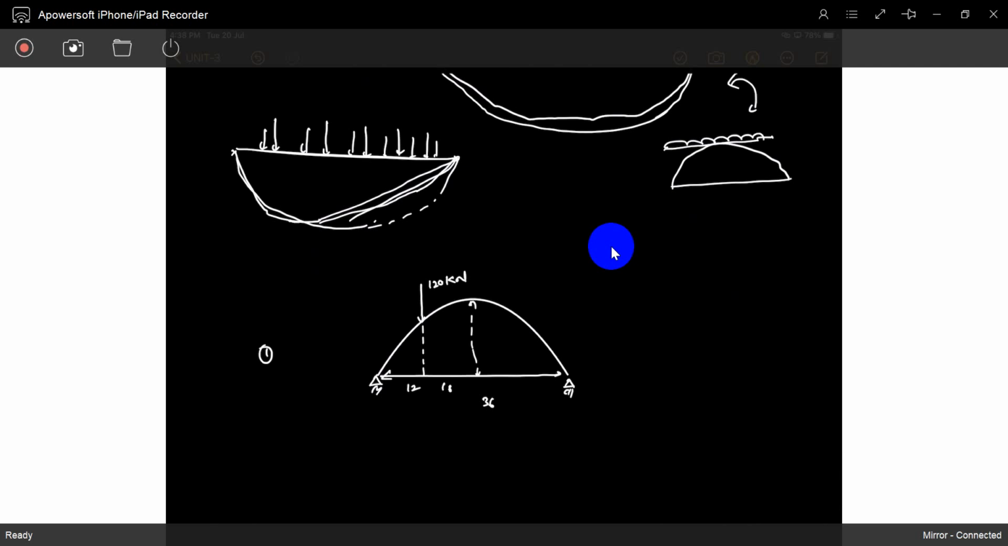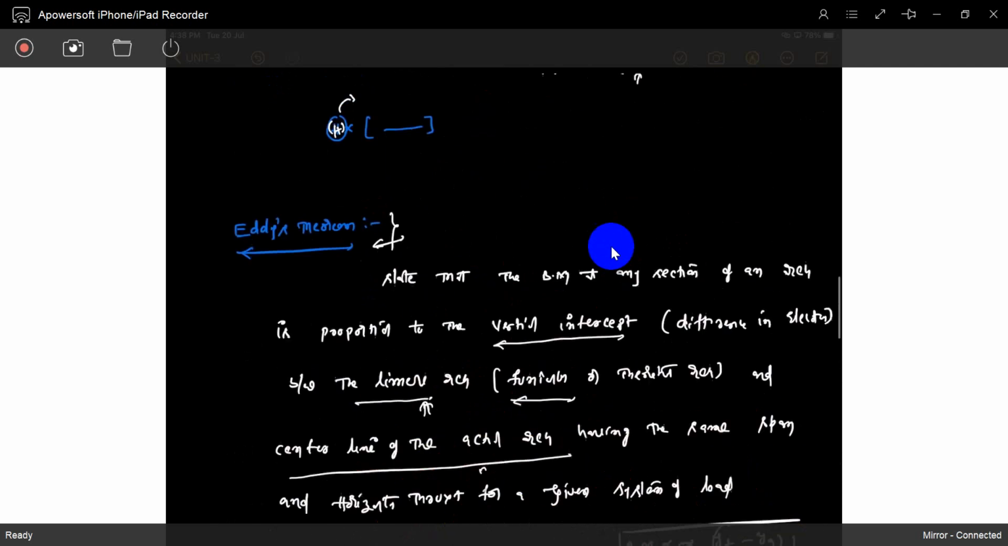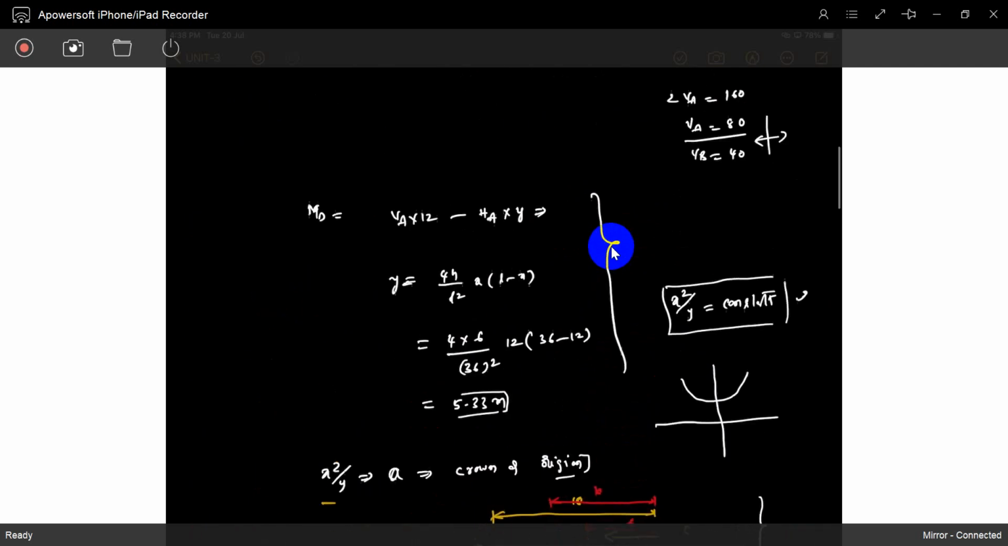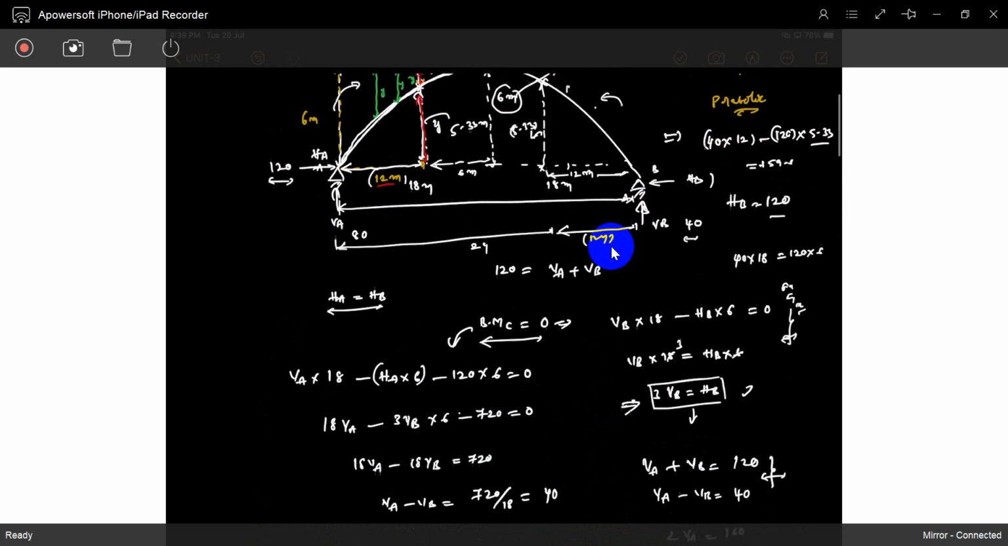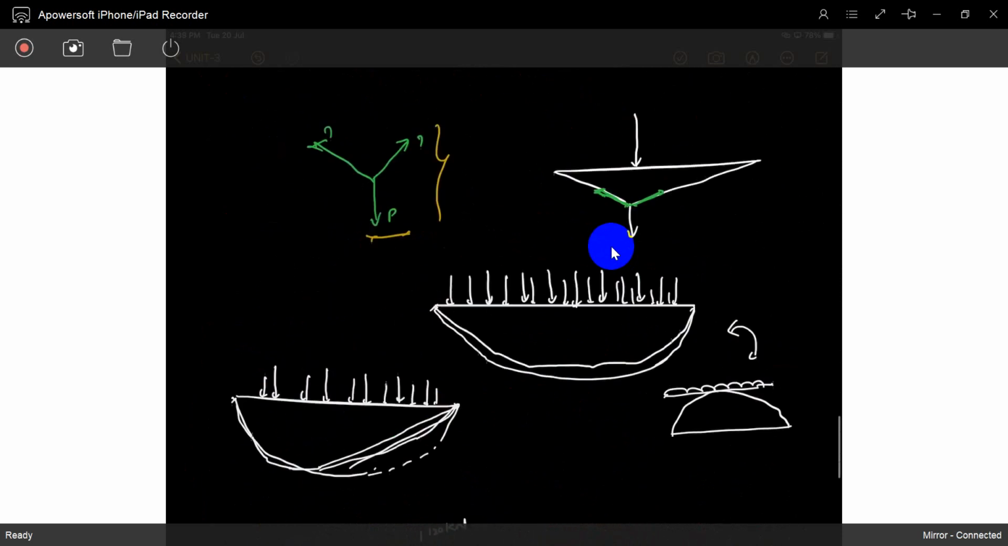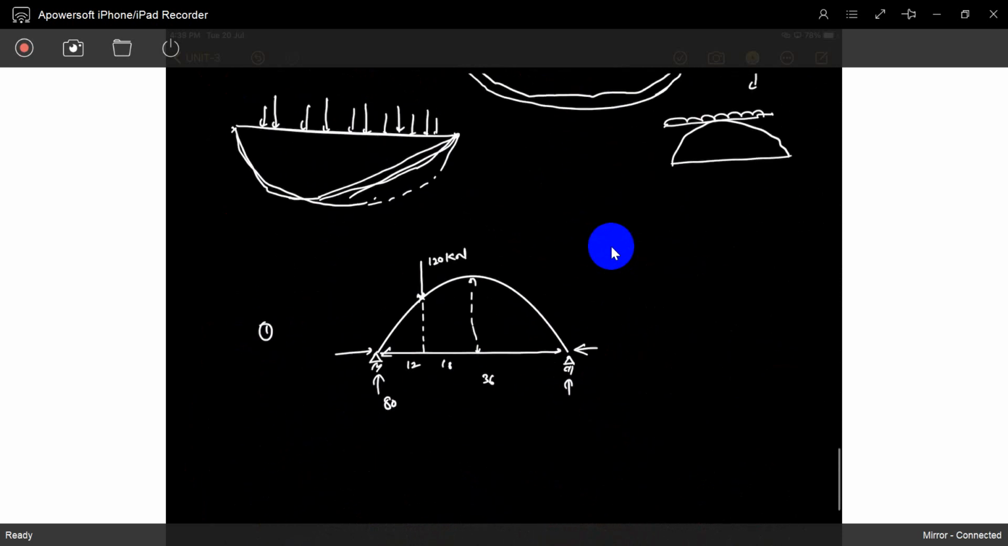What is the bending moment here? So you can directly calculate it. You already know, you have to find out the reactions. We already solved it. What are the reactions? See, the reactions are 80 and 40. We already calculated 80 and 40, and the horizontal reaction is 180.